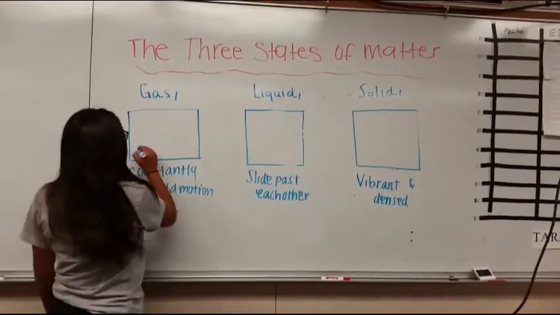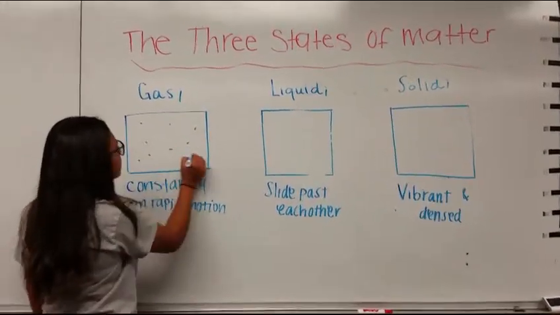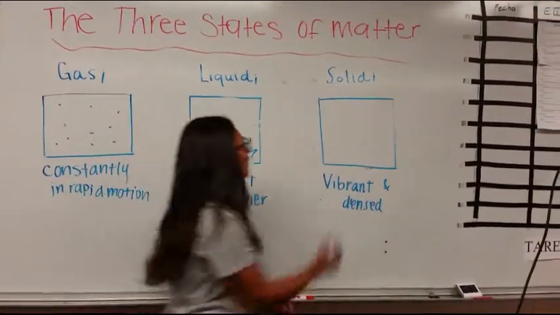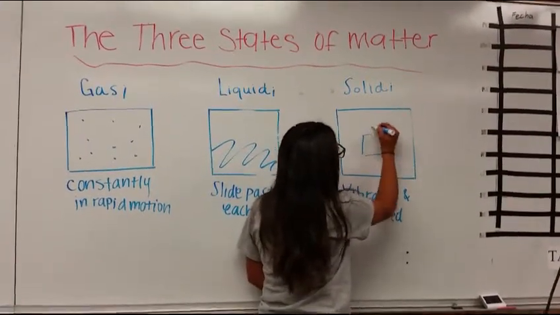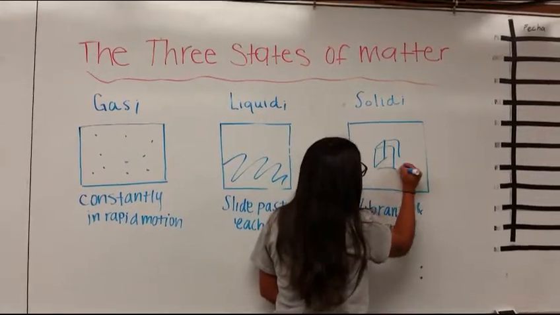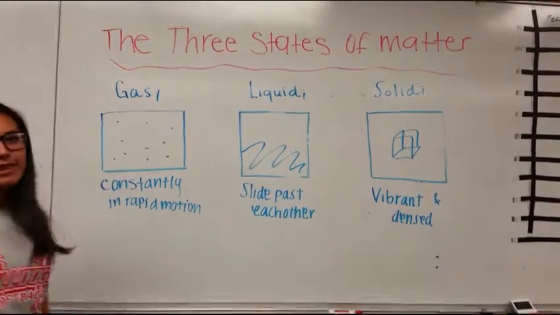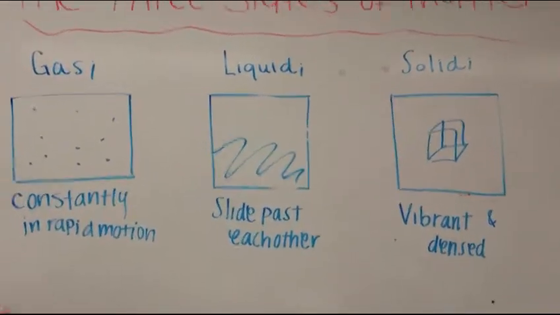A gas, in rapid motion, bounces off the walls. A liquid slides past each other. And a solid is vibrating and dense. So, an ice cube, water, and particles that are rapidly in motion.